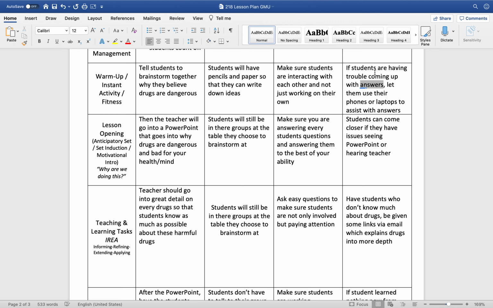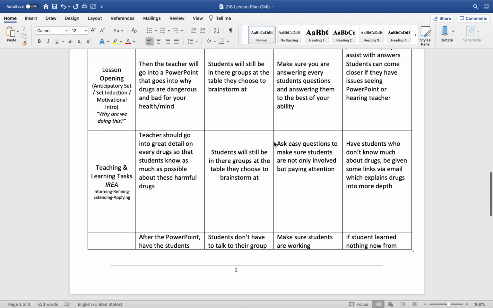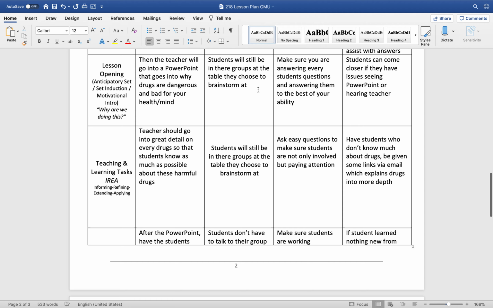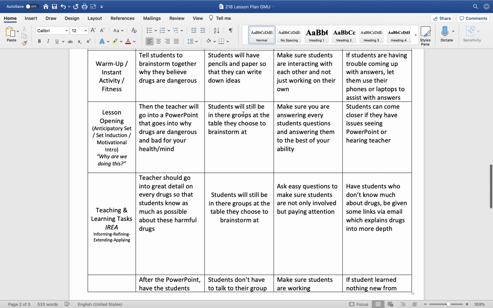And for an accommodation, if students are having trouble coming up with answers, let them use their phones or laptops to assist with answers. Okay, and then for the opening, after this, the teacher will go into a PowerPoint that goes into why drugs are dangerous and bad for your health and mind. And the students will be in their groups at the table they chose to brainstorm at, so they'll just stay there and listen to the PowerPoint being conducted by the teacher.